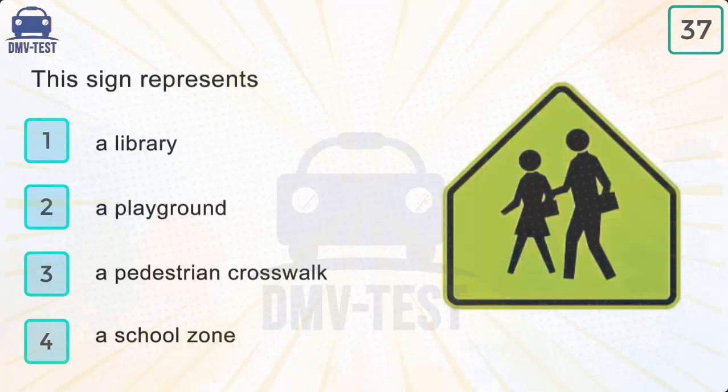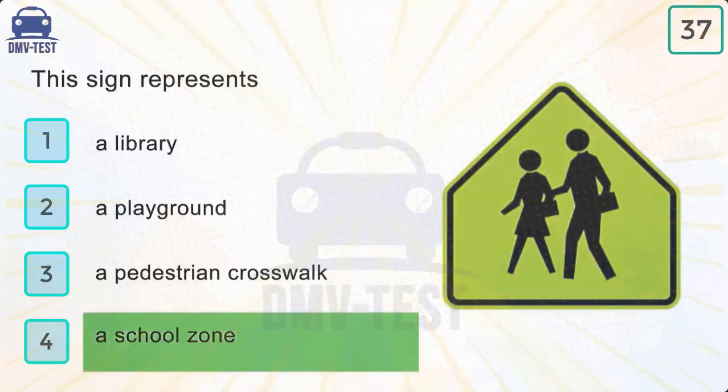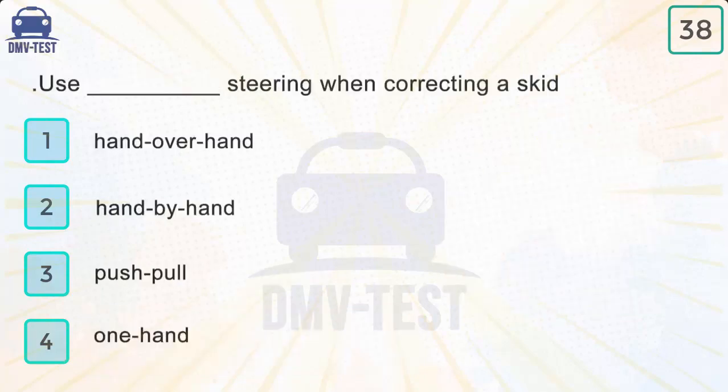This sign represents a library, a playground, a pedestrian crosswalk, a school zone. Use steering when correcting a skid. One hand, push-pull, hand by hand, hand over hand.